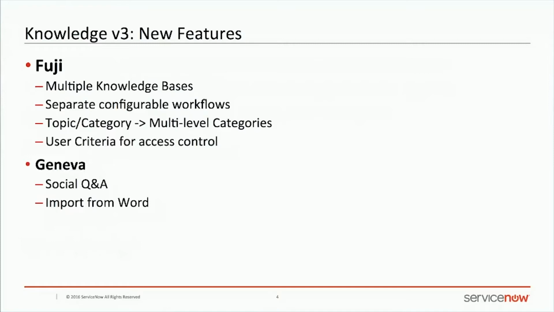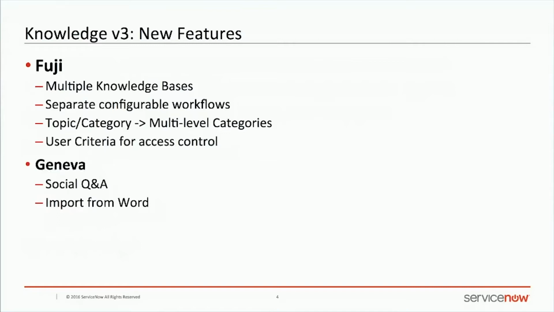Also, we have introduced user criteria for access control with Knowledge Management V3. User criteria is a means of enabling segregation of users based upon different parameters, let's say groups, departments, locations, and that allows you to have a better segmentation of your users and use those for access control. This is in addition to the roles-based access that you already had with Knowledge Management V2.